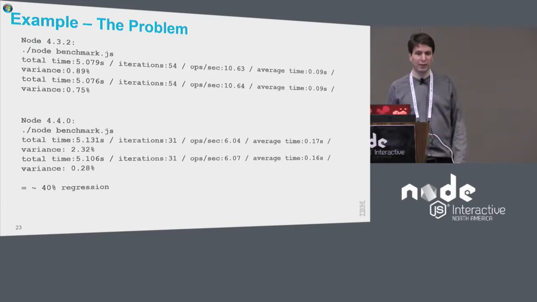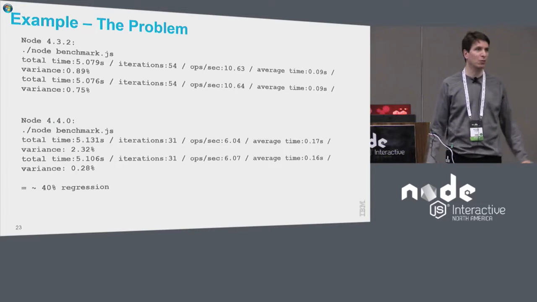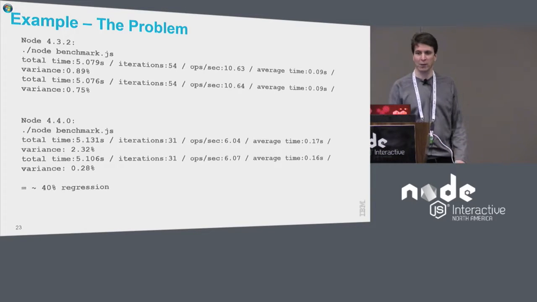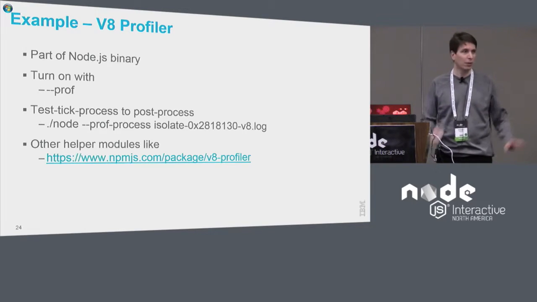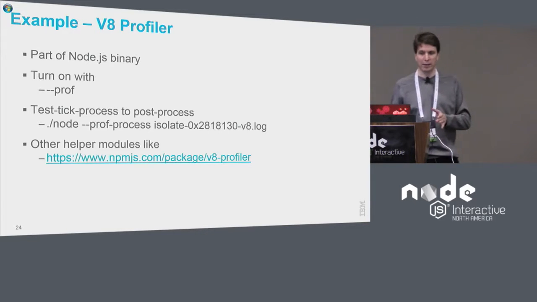The performance between 4.4 and 4.3.2, we could see that there was about a 40% regression. So it's like, well, wait a second, something's obviously not going in the right direction here. We're slowing down by a significant amount. So some of the tools I introduced in the first part, let's take a look at how those helped us figure out what was going on.